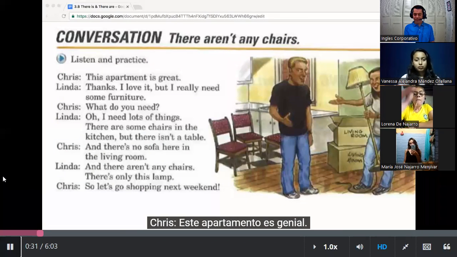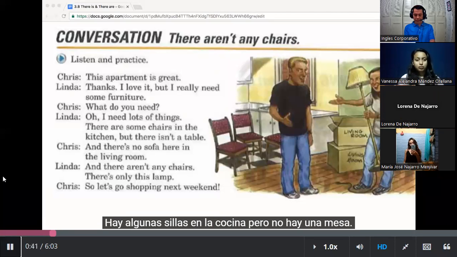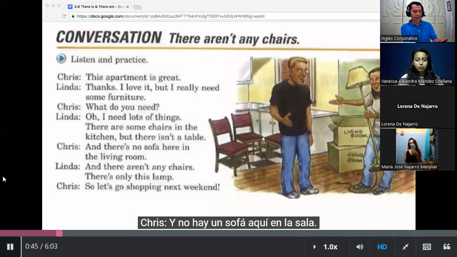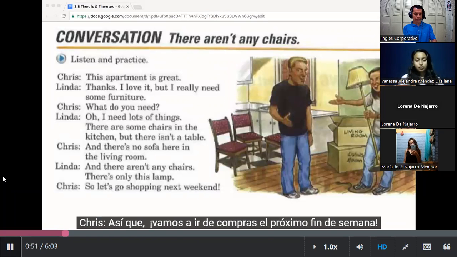This apartment is great. Thanks. I love it, but I really need some furniture. What do you need? Oh, I need lots of things. There are some chairs in the kitchen, but there isn't a table. And there's no sofa here in the living room. And there aren't any chairs. There's only this lamp. So let's go shopping next weekend.